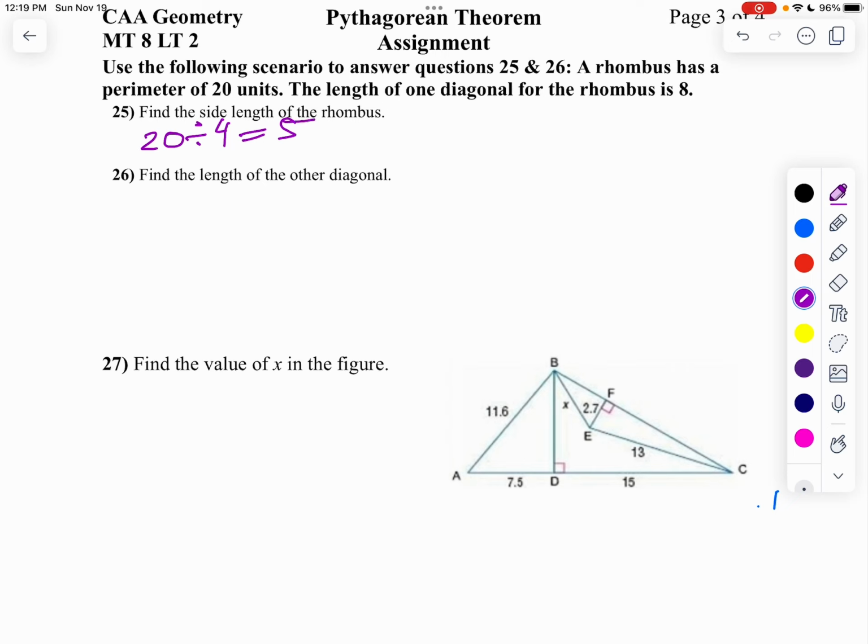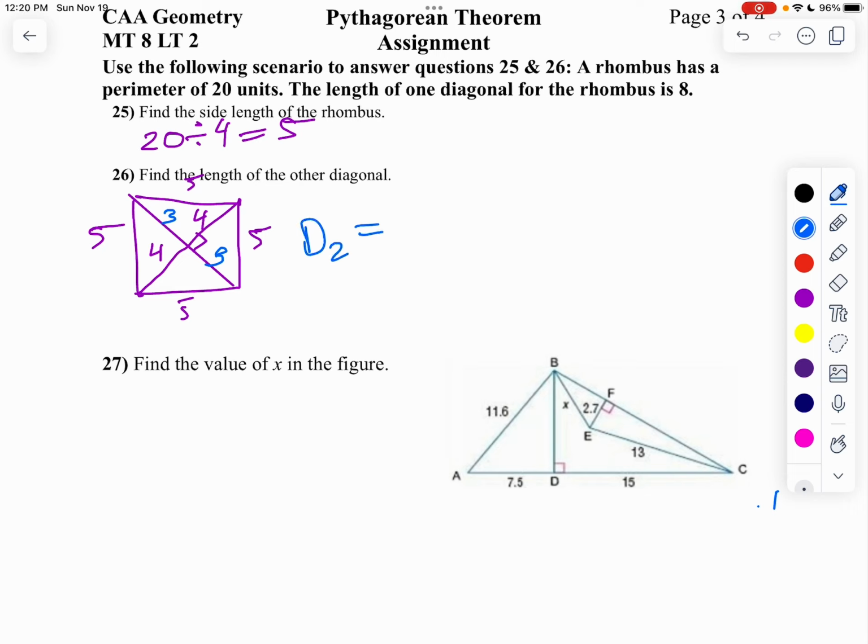is 5. Now I want to find the length of the other diagonal, so I'm going to draw a rhombus here. I know each side is 5. I know when I draw in the two diagonals, they don't have to be equal, but they do bisect each other. So I know if one length is 4, that means, notice that we've got a Pythagorean triple here. The most common Pythagorean triple, 3, 4, 5. So I know the length of my other diagonal, I'll call D2. Well, that's going to be 6.